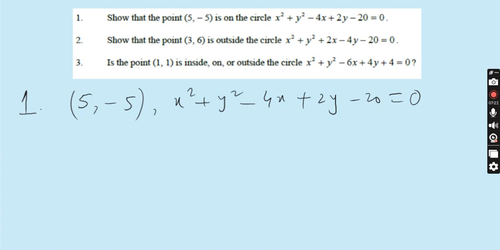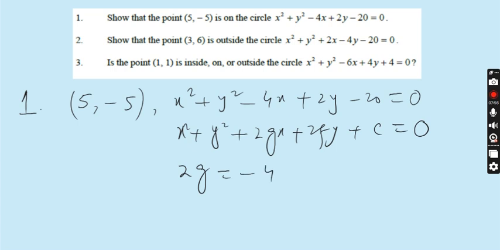In order to show whether the given point is on the circle, outside the circle or inside the circle, we must find the radius. This is the equation of a circle in the general form: x square plus y square plus 2gx plus 2fy plus c equals 0. The coefficient of x is 2g and the coefficient of x is given as minus 4, so g is minus 2. The coefficient of y is 2f and the coefficient of y is given as 2, so f is equal to 1.